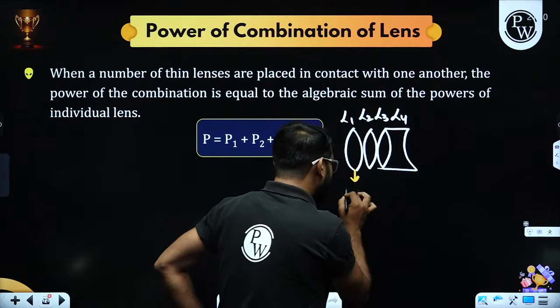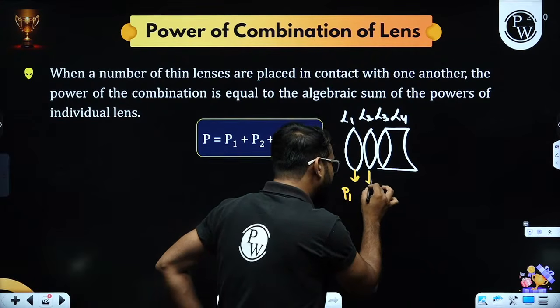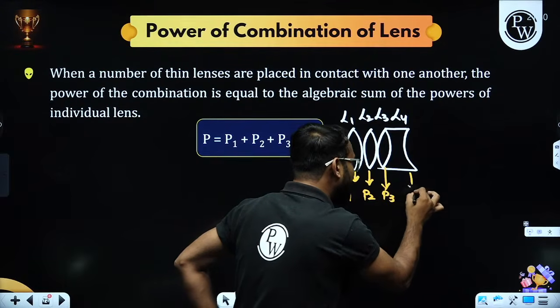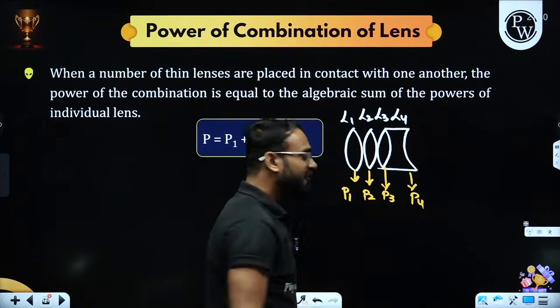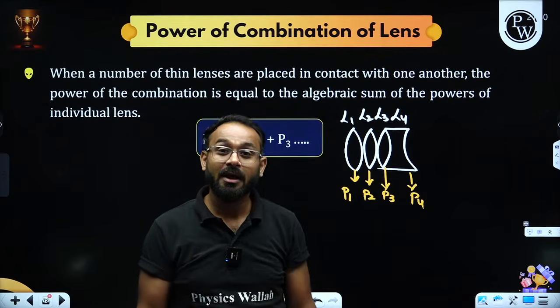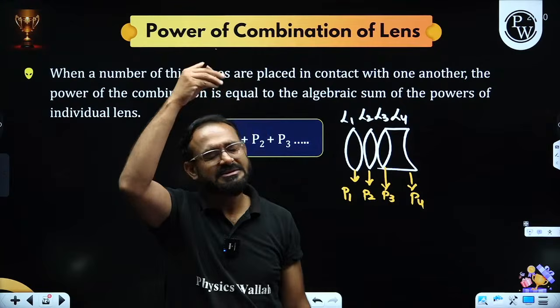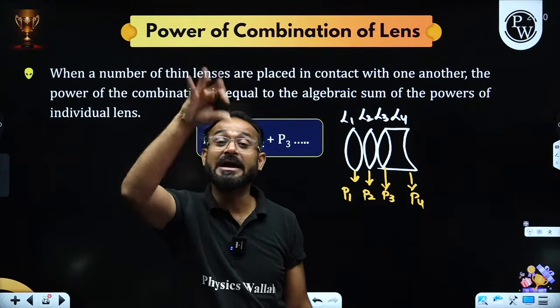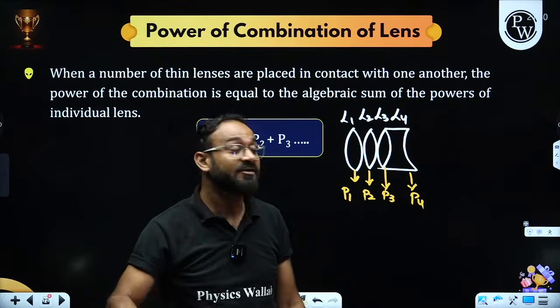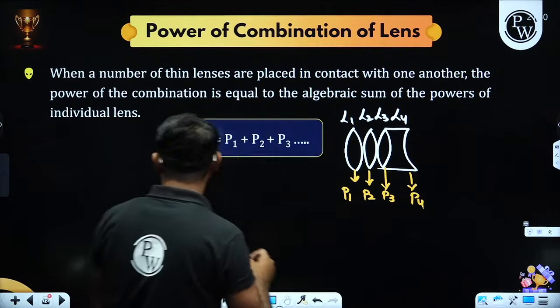See, the power of the first lens is P1, the power of the second lens is P2, the power of the third lens is P3, the power of the fourth lens is P4. Take the individual power of each lens and add them. Simple, add them with sign, be it positive or negative.